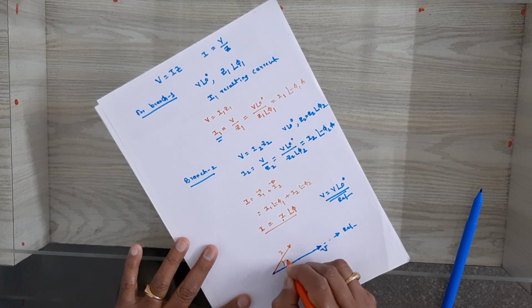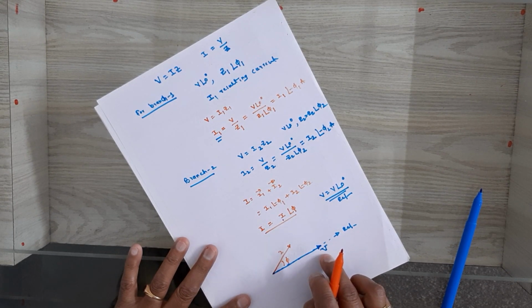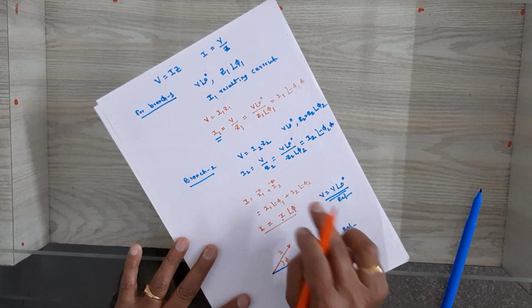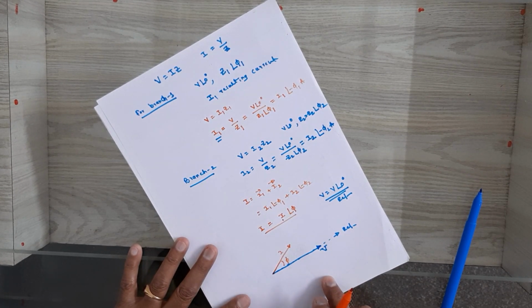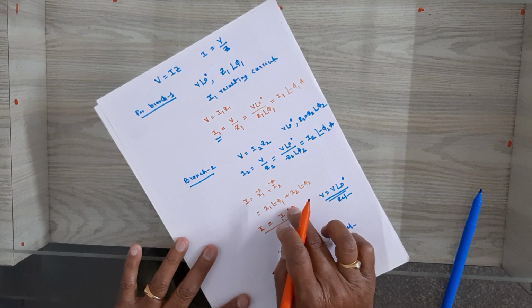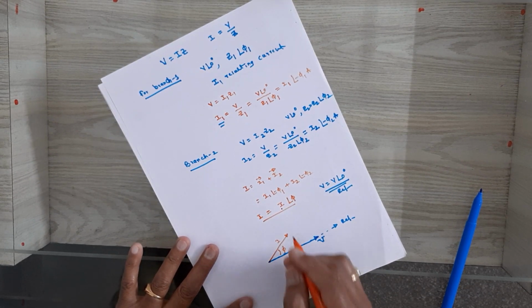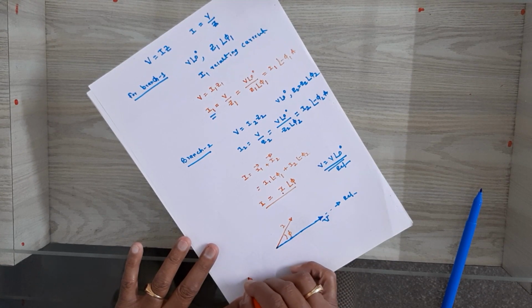This is phi, meaning the current is leading the voltage. You may also get a result of minus phi. In that case you have to draw the vector in the other direction, that is the clockwise direction. If you get a resultant phase angle between voltage and current of minus phi, we draw it here.